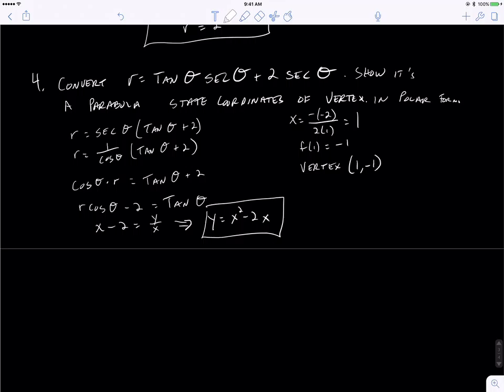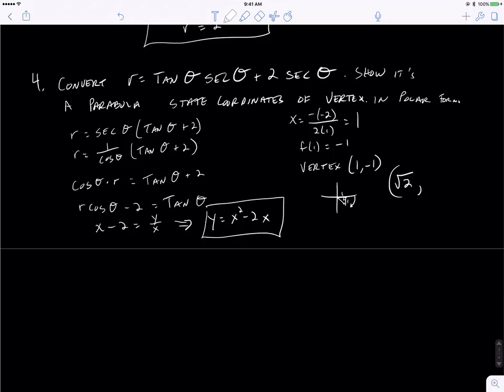So now for polar, that vertex is over 1, down 1. It's in quadrant 4. And I've got 1 and 1. So I know that's a 45, 45, 90 triangle. So I know the hypotenuse of that thing is going to be root 2. And then that angle right there is going to be negative 45 degrees.